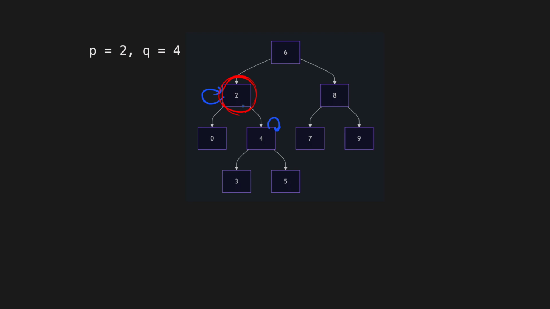So for us to find the lowest common ancestor, the node should at least be an ancestor, right? So node 4 cannot be the lowest common ancestor of both node 2 and 4.